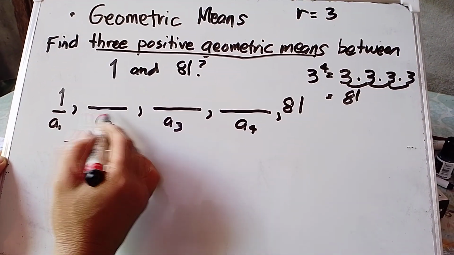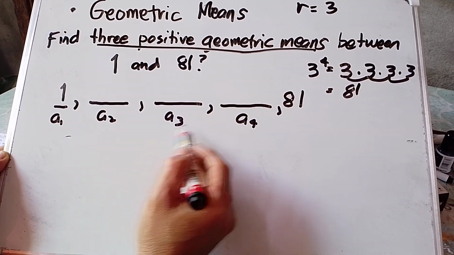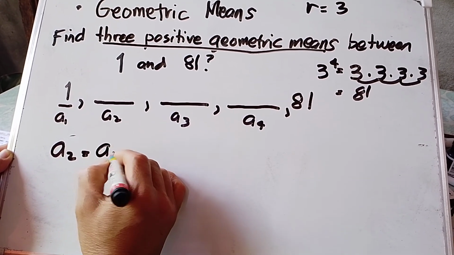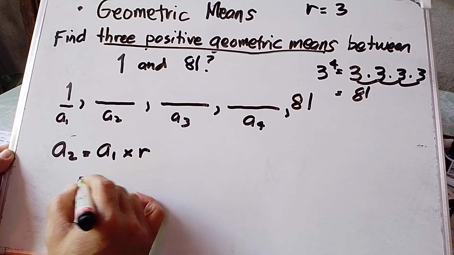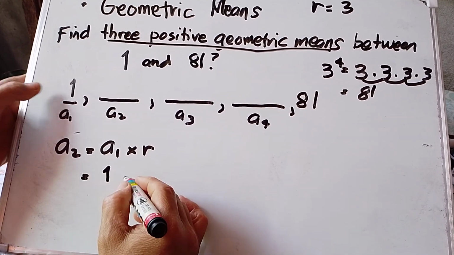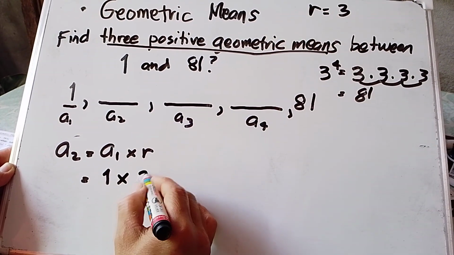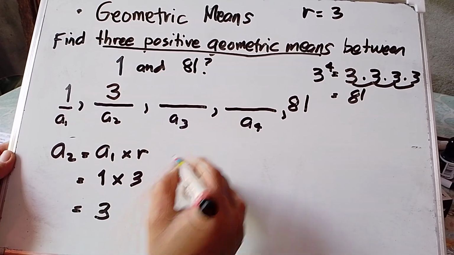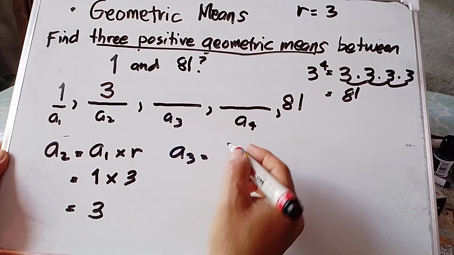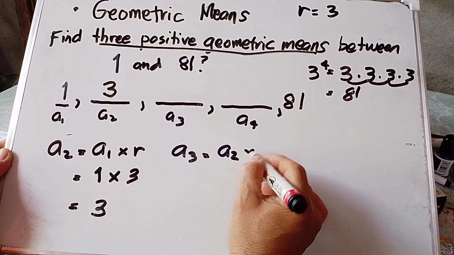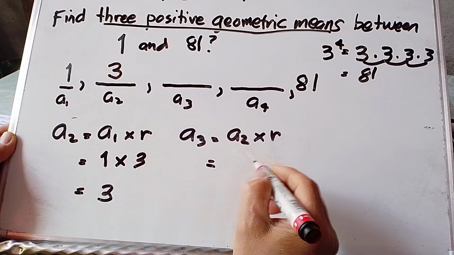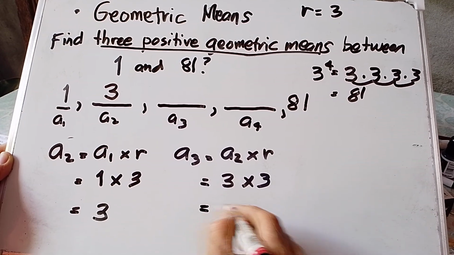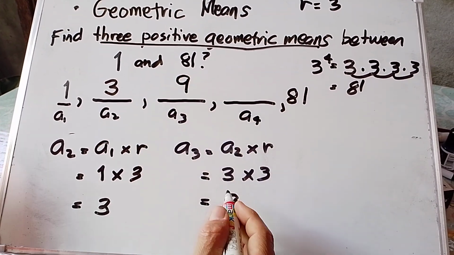And then how to find the values of a2, a3, and a4? So a2 is equal to a1 times r. a1 is 1, so 1 times r, which is 3. So 1 times 3 is 3. So a2 is 3. Next is a3. A sub 3 is equal to a sub 2 times r. Now what is our a sub 2? A sub 2 is 3, then times 3 is equal to 9. So my a3 is 9.